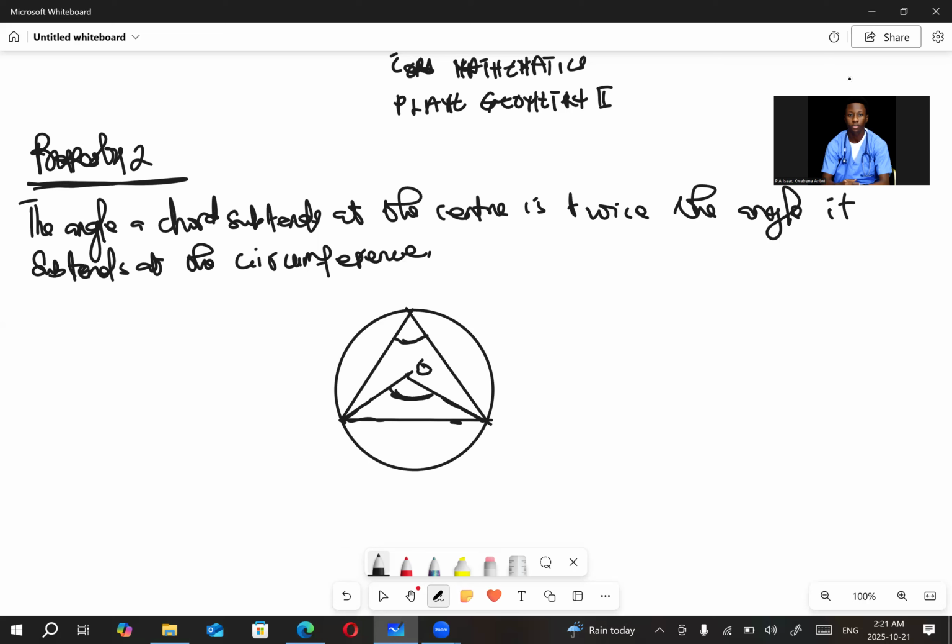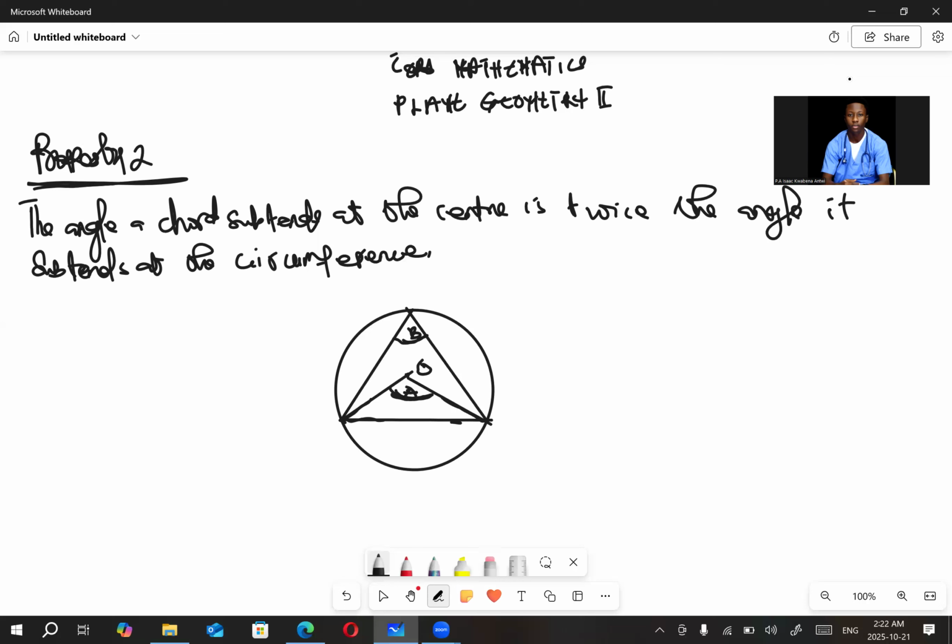Can we move on? So now, whenever you have a chord raising an angle at the center, and that same chord raises an angle at the circumference, then the angle it raises at the center is twice the angle it raises at the circumference. Now, this property, you have to read and apply in steps, else you'll be making errors.